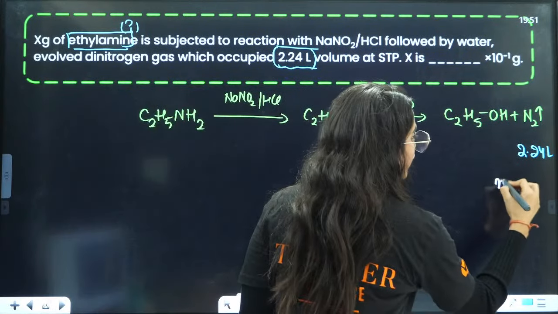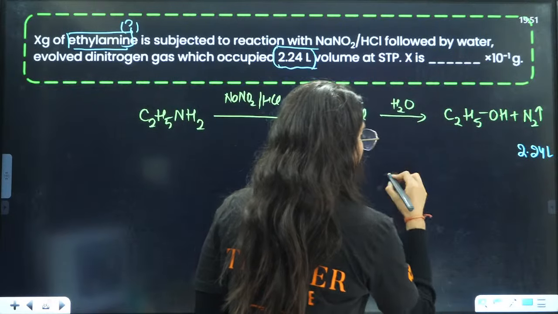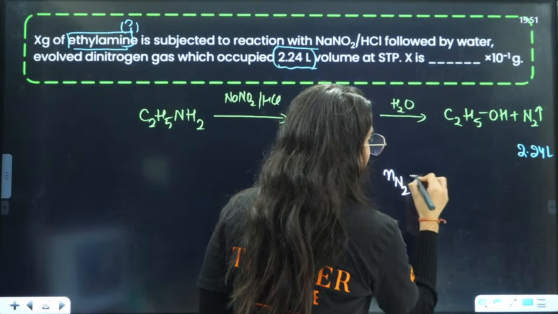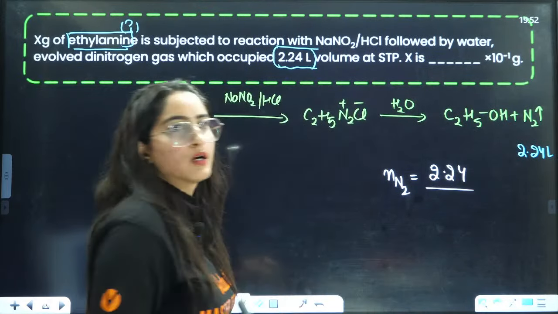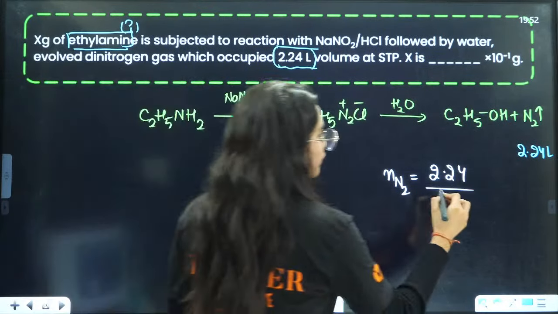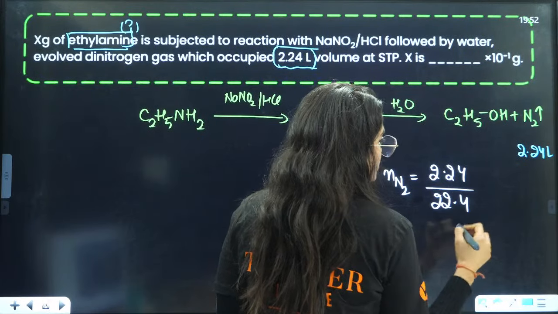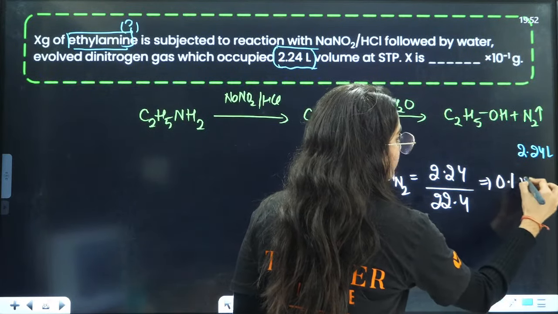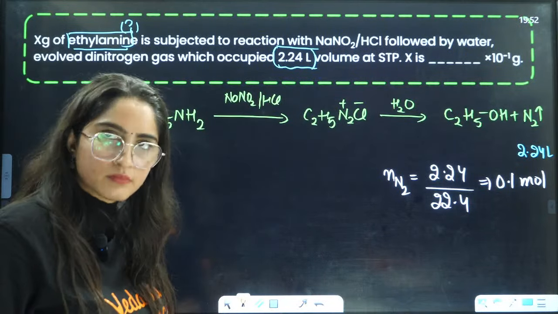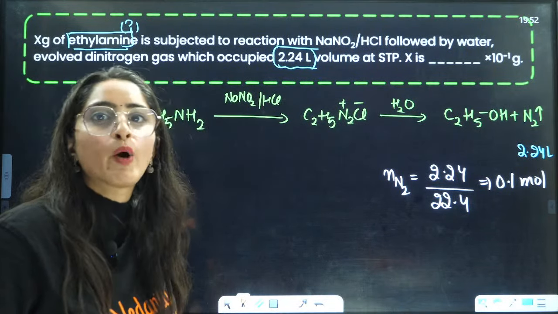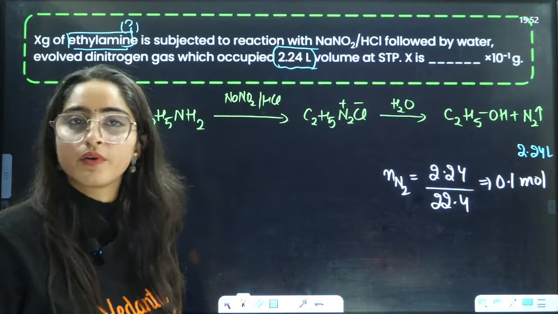So here, the number of moles of N2. First you need to know the number of moles of N2. That is the given volume, 2.24, divided by the molar volume, 22.4. So here the answer will be 0.1 mole. You cancel this out. The answer will be 0.1 mole.